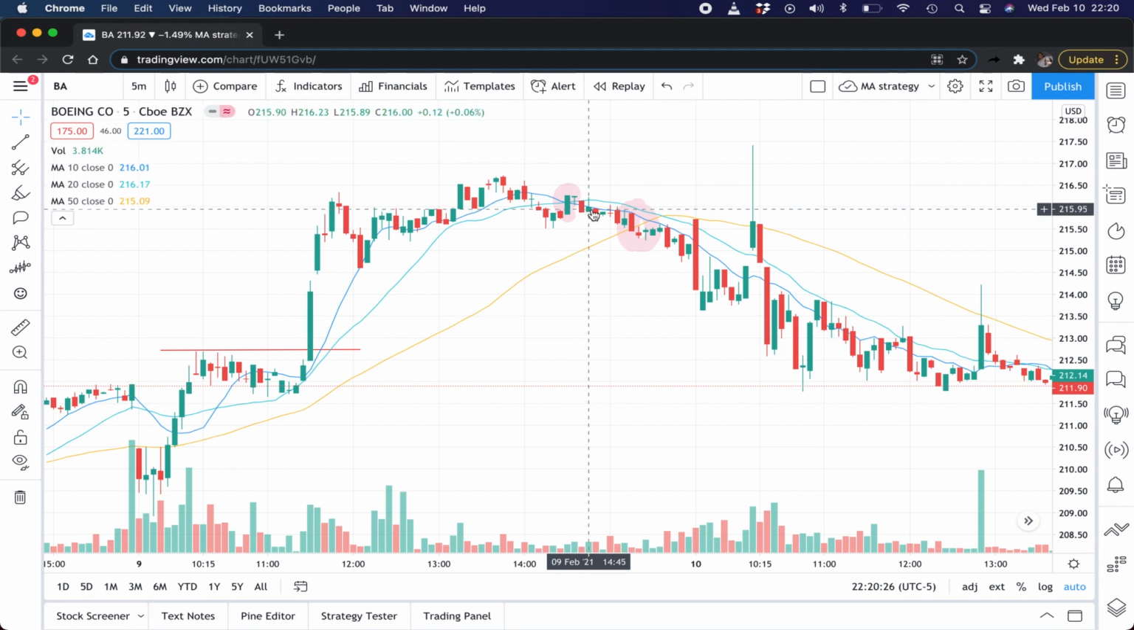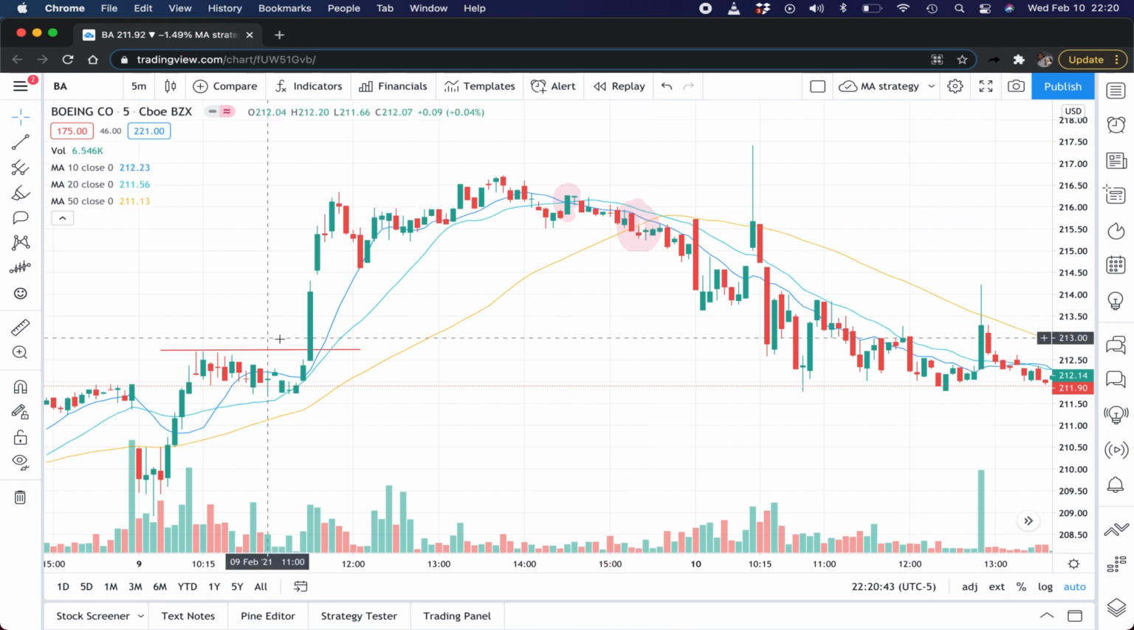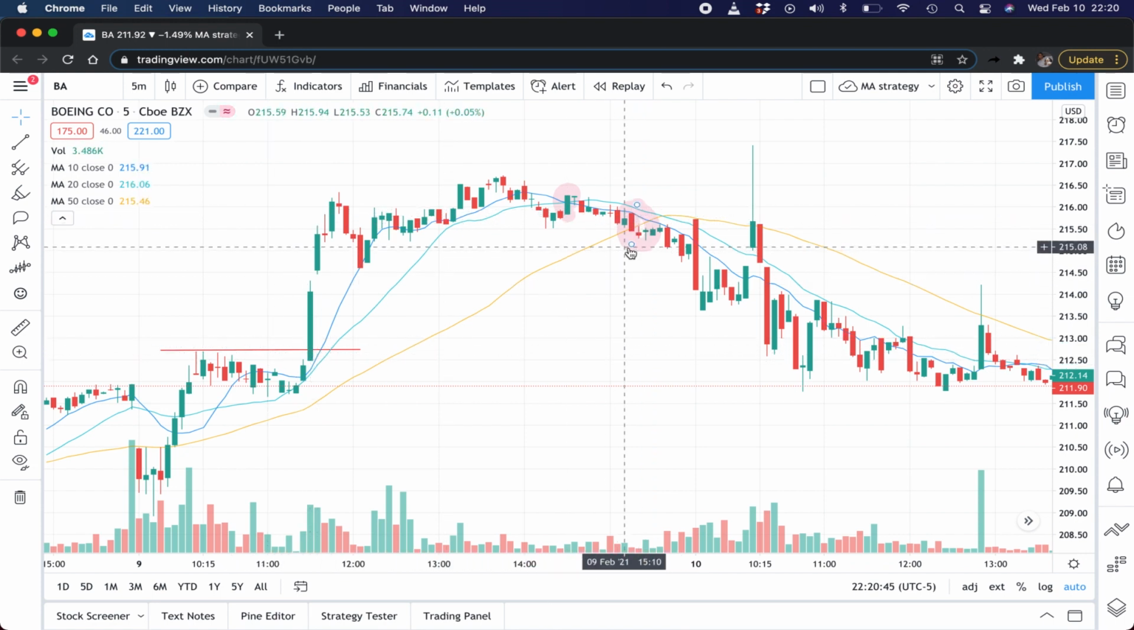Now the 10 is going down, and I see the 20 is also curling down towards the 50, right? As soon as this 20 starts to curl down to the 50, that is when I close the trade and I get out. I take my profits here. So I get in a long position here, and at this juncture, when the 20 is also curling down towards the 50 period moving average, I close my trade.